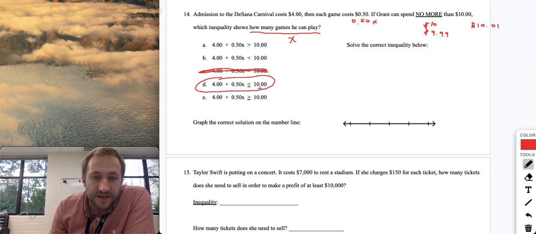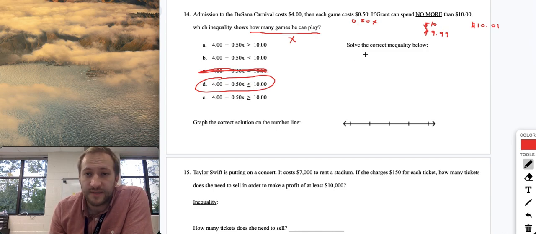This is saying that $10 is the most he can spend. He can't spend any more than that. So if that's our inequality, I'll come and write it over here. And we're going to go and solve it down here. Less than or equal to $10.